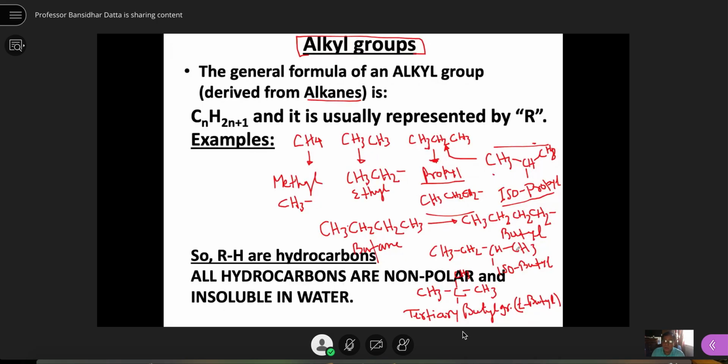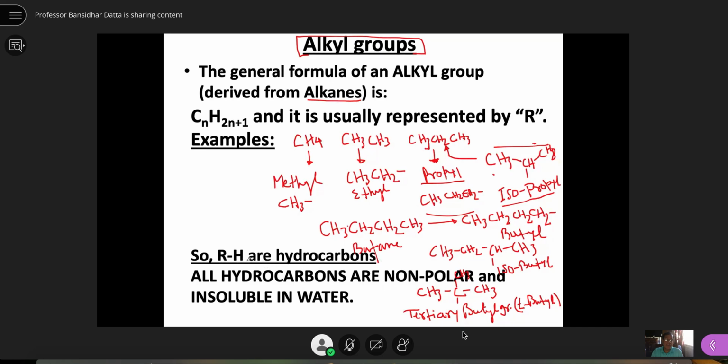So butane has four different R groups. One is the normal butyl group, isobutyl group, and T-butyl group. You'll see them later on when we make the alcohols and other compounds. So that's why you should know. Alright, so that's basically it. Now, as you probably know, CnH2n+1 is the alkyl group. And if you add the hydrogen back, you get the hydrocarbons.